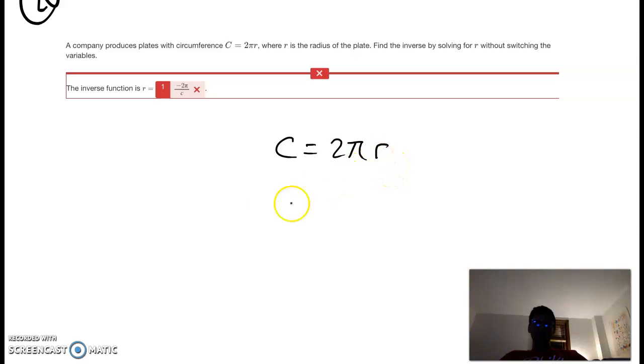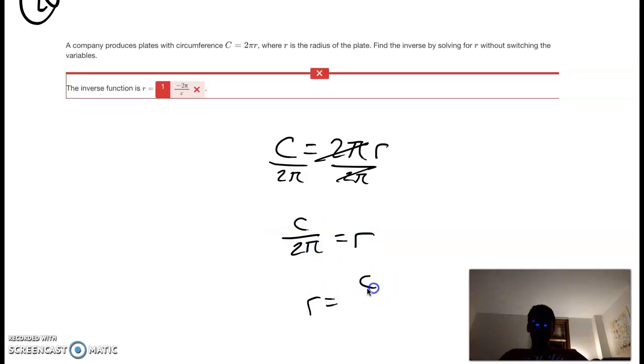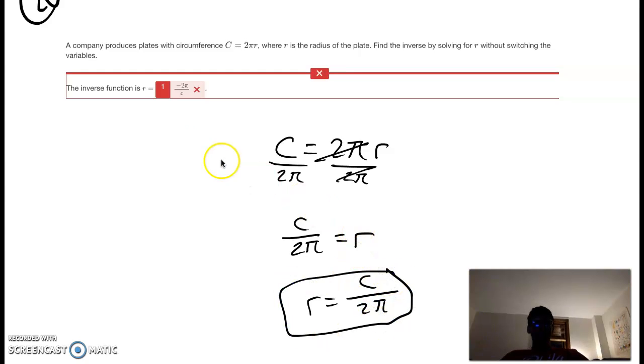Okay, so that was not too bad. All I gotta do is divide by 2 pi. So r would be, I divide both sides by 2 pi. Well, let me do it a little bit more straightforward so it's easier to follow. You can see the 2 pi's cancel. So C over 2 pi equals r. So r equals C over 2 pi. All with just really one step. So that would be the inverse of the function.